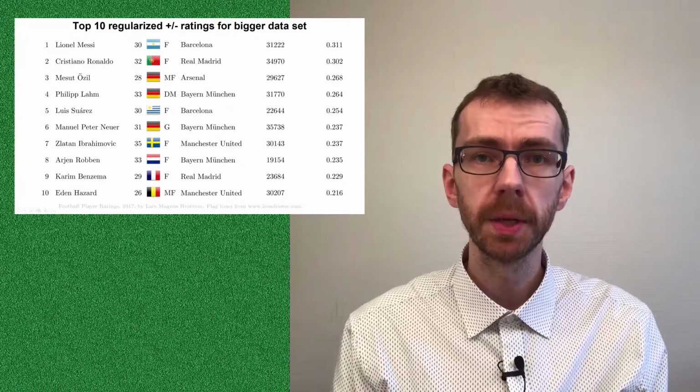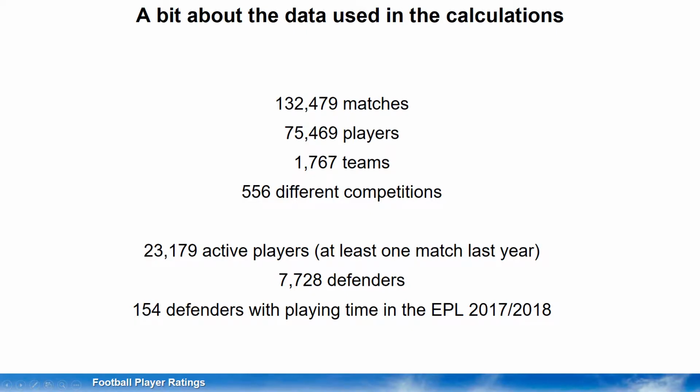the basic system to see if we can evaluate all the defenders having appeared in the 2017-2018 season of the English Premier League. For this experiment, we have compiled a rather larger dataset than we have used before. We have data from more than 132,000 matches with more than 75,000 players. This includes both domestic and international matches from in total 556 different competitions.